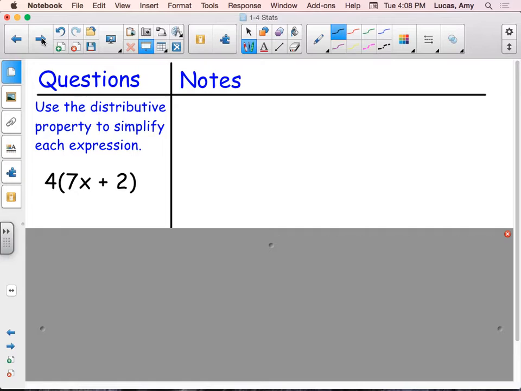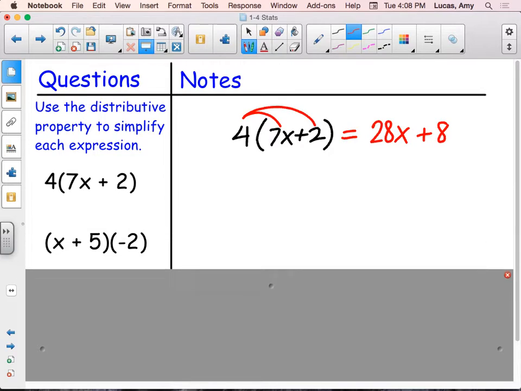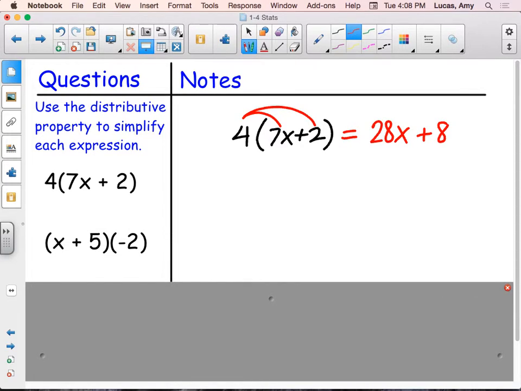We have a couple more examples for distributing, and on these I'm going to distribute without writing out that multiplication step. So 4 times 7x, 4 times 7 is 28, so 28x plus 4 times 2 is 8. So I'm skipping that step where I'm showing you 4 times each of those things, because I think that you probably got the hang of it.